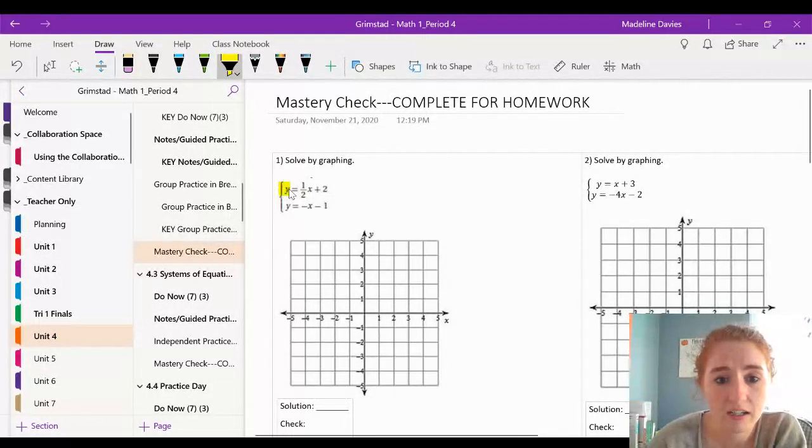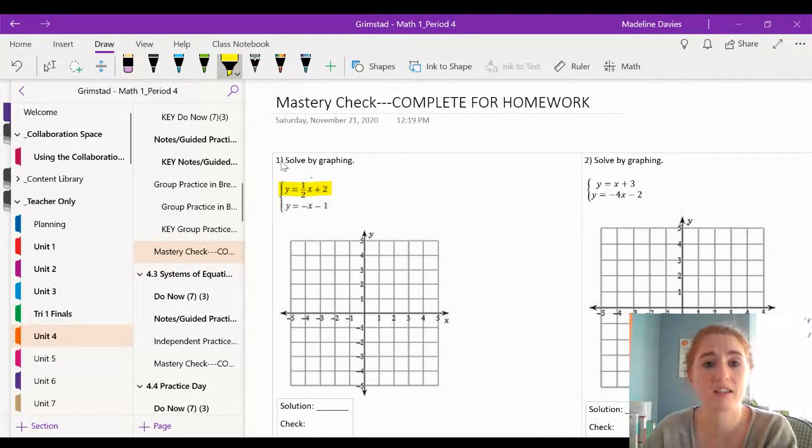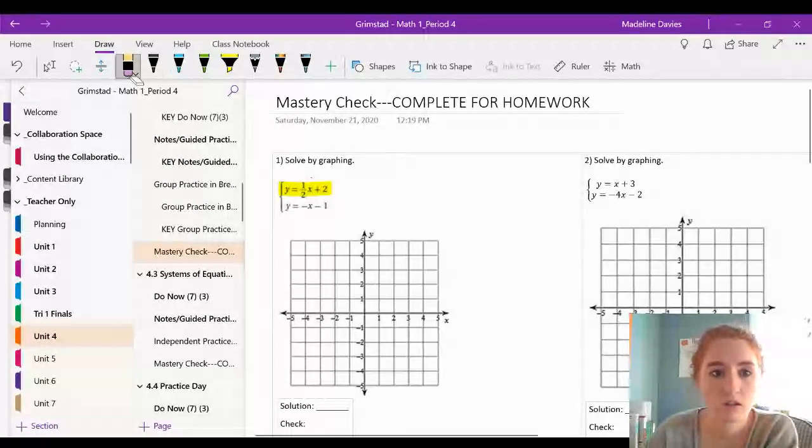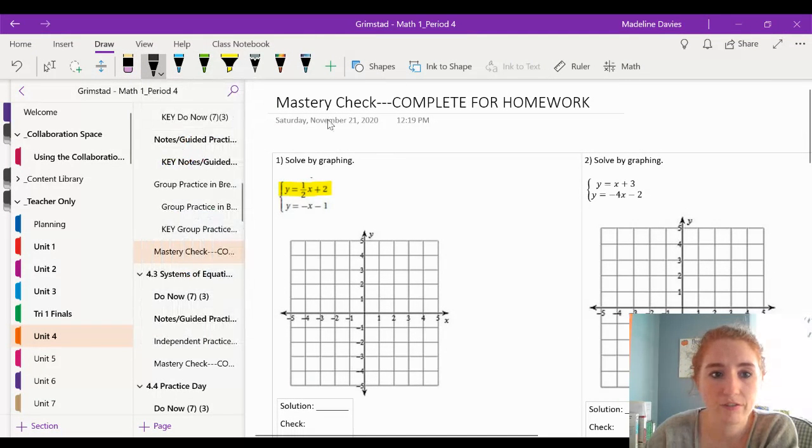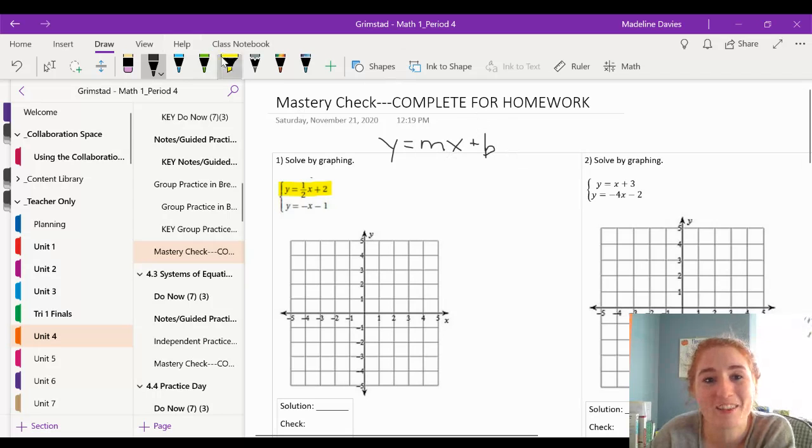The first one here is y equals 1/2 x plus 2. And I always want to start by graphing my y-intercept, but I have to remember what my y-intercept is. So that is huge. We have to always remember y equals mx plus b. The way that I remember which one's the y-intercept is that the y-intercept is b.